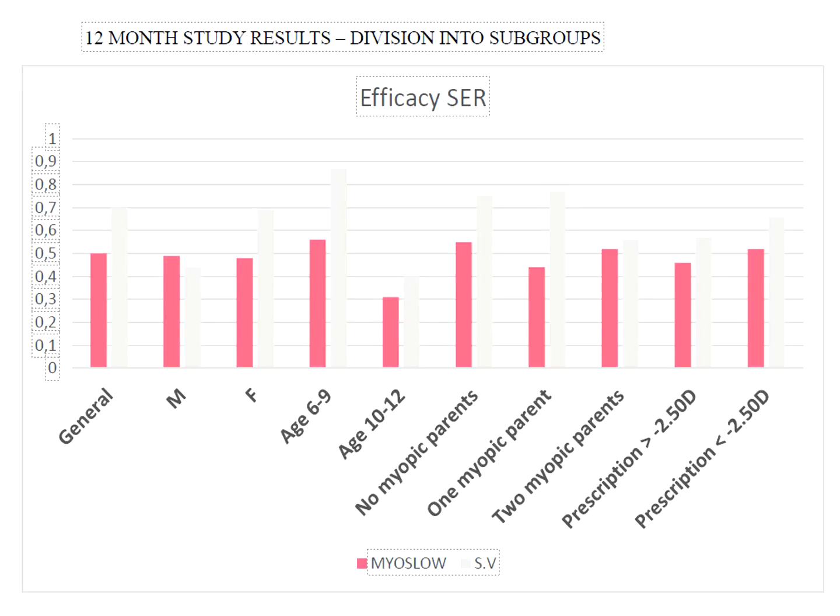In this slide, we can see that the effectiveness of this kind of lens is greater in females. It means girls between the ages of 6 and 9 are a very good choice for this kind of lens, especially when one of their parents wears glasses and is myopic also.